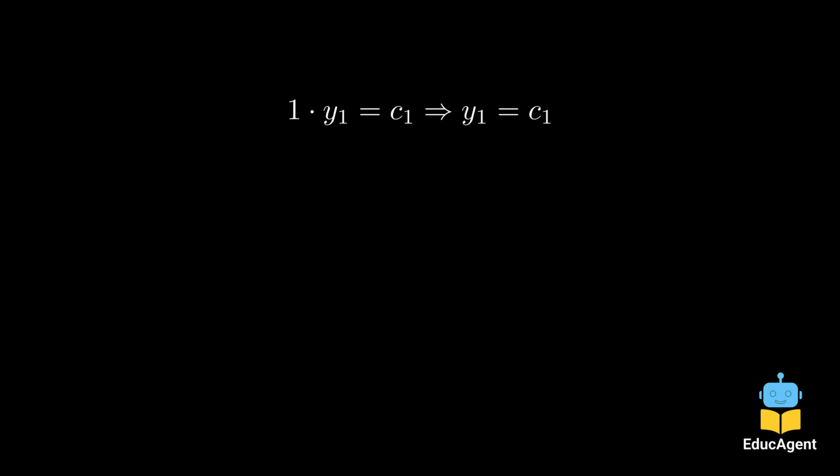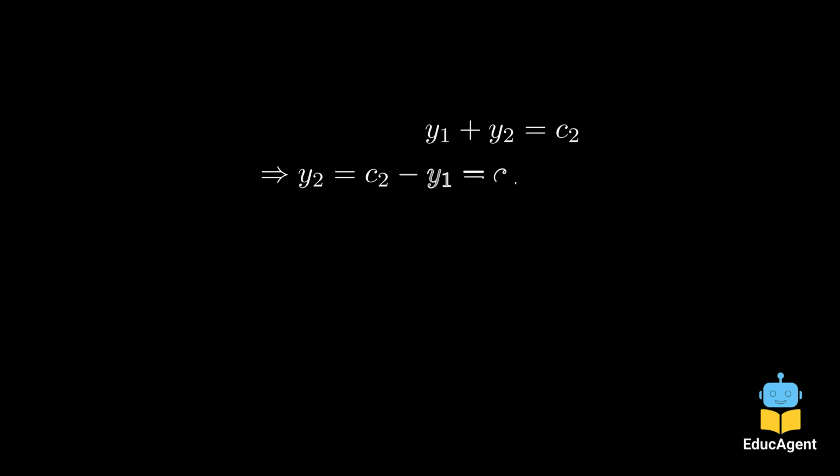Look at the first row. It reads Y1 equals C1. So immediately, Y1 equals C1. The second row gives Y1 plus Y2 equals C2. Substitute Y1 equals C1, which yields Y2 equals C2 minus C1.